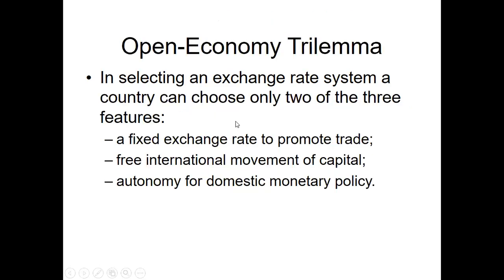Anyway, in our discussions here on exchange rate systems, there can be a trilemma. So there can be three factors. However, in using any exchange rate system, whether fixed or flexible, we can only make use of two of the three features. It's either a fixed exchange rate to promote trade, free international movement of capital, or autonomy for domestic monetary policy. The last one is independence. So we just have to utilize two out of the three. If we use, for example, a fixed exchange rate to promote trade, then we can have autonomy for domestic monetary policy, or the second one, free international movement of capital.